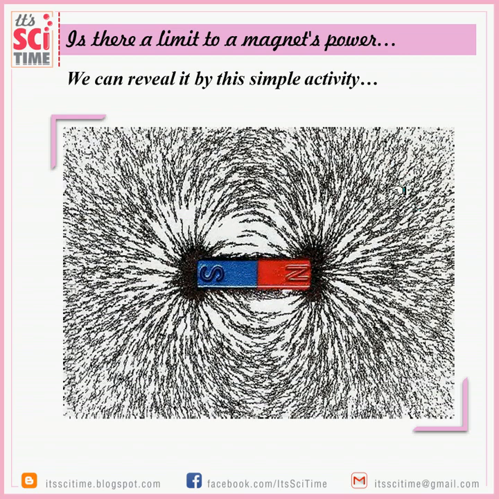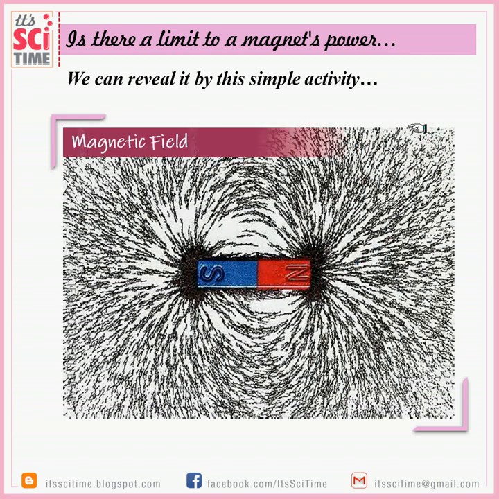These lines show us the magnetic strength; it's called the magnetic field. Some filings here do not attract to the magnet. That means the magnetic field, or the magnetic zone, has a limit. So the answer is that there is a limit to a magnet's power. And these poles have two names. One pole is called the South Pole and the other pole is the North Pole.